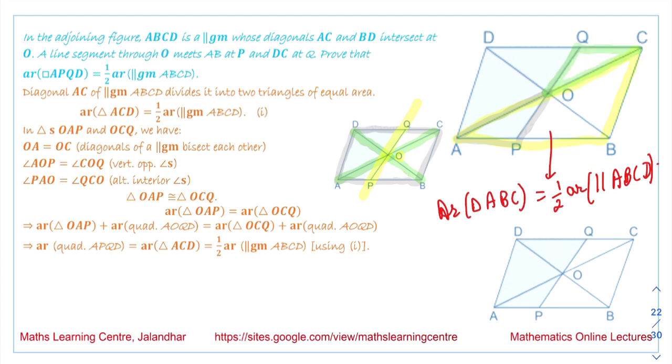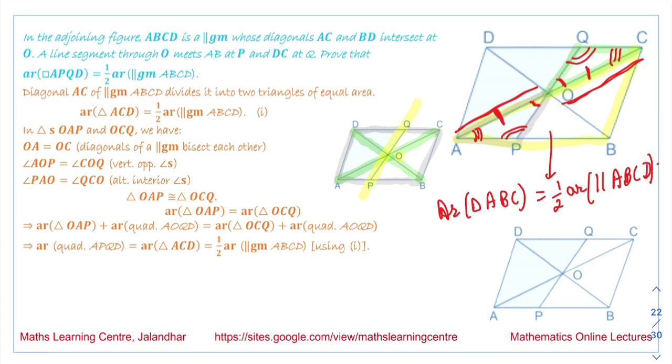So in these two triangles we have these two angles equal to each other. Then this angle and this angle over here are equal to each other, and the angles at A and C are equal to each other. Next we know that O is the midpoint of AC, so both the OA length and OC length are equal to each other. So both these triangles are congruent to each other, so their area will also be the same.